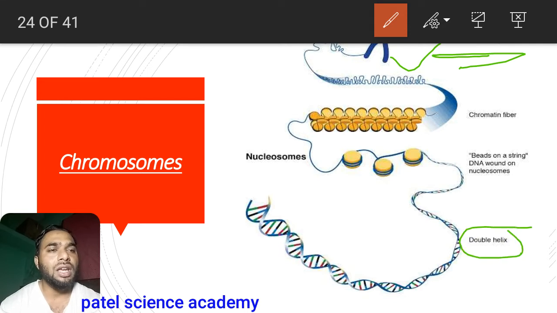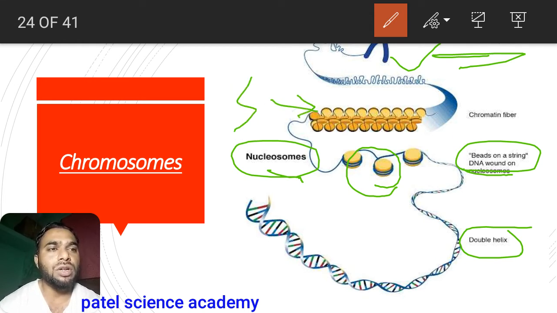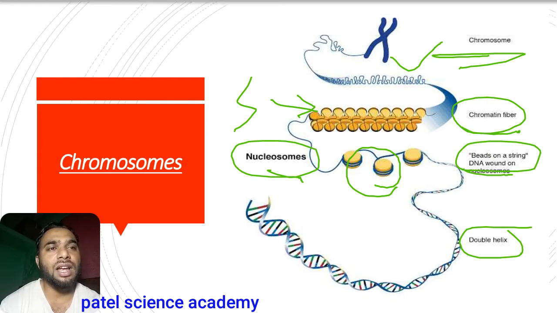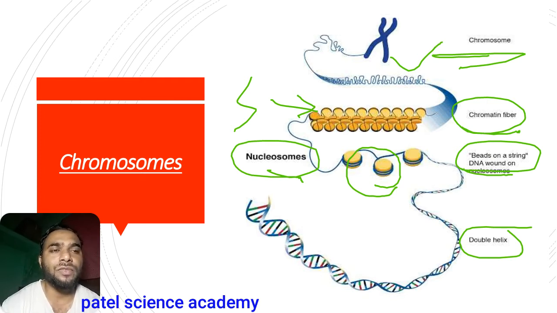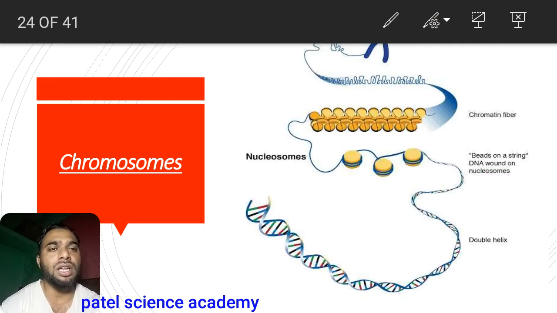So DNA together with the histone protein forms nucleosomes, which look like beads on a string. Six nucleosomes together form a structure called the solenoid, and this solenoid structure supercoils to form the chromatin fiber. This chromatin fiber condenses and forms the chromosomes, as you can see at the top. So this is about the packaging of DNA in the eukaryotic cell.